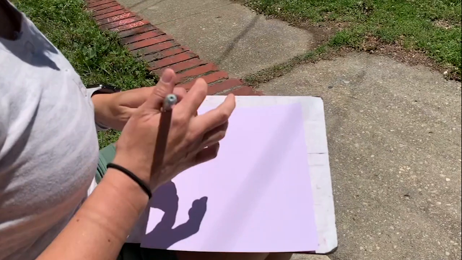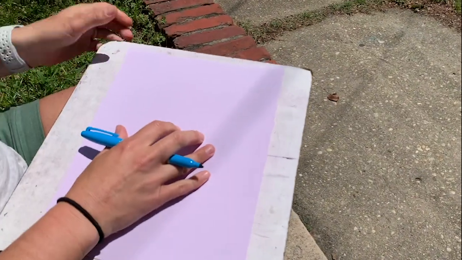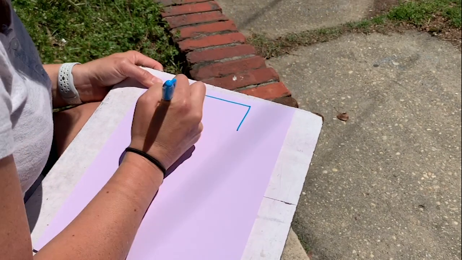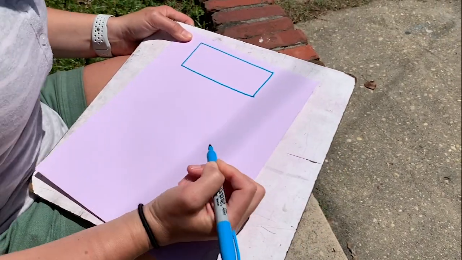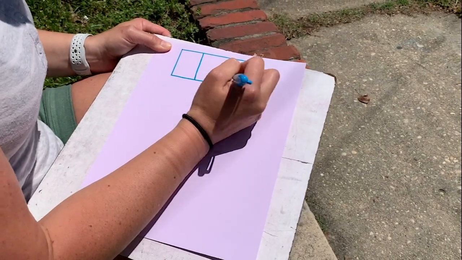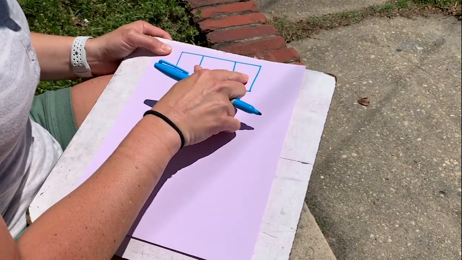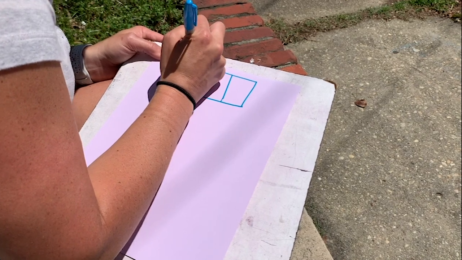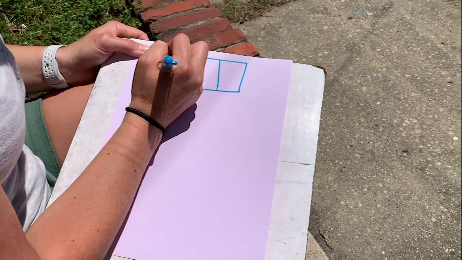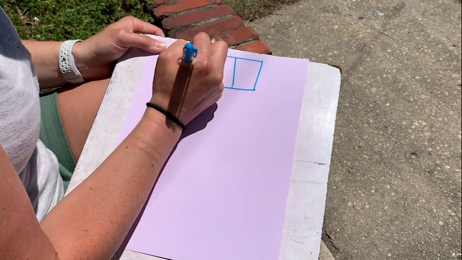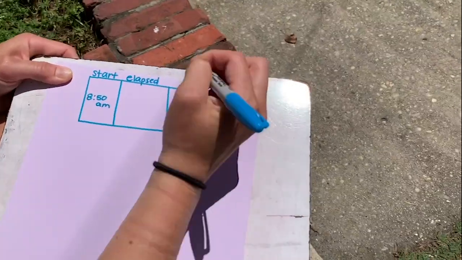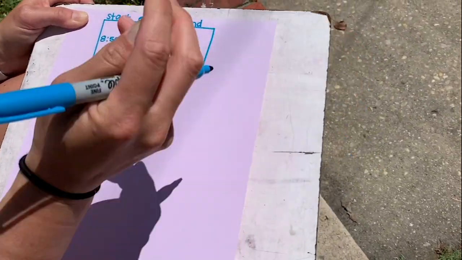So first, I like to draw an organizer to keep everything together, and that way I can tell what's missing. So it has 3 boxes, just like this. I put my start, my elapsed, and my end. So I know that I began my errands at 8:50 a.m. The middle box is the amount of time that elapsed, and then I have my end.